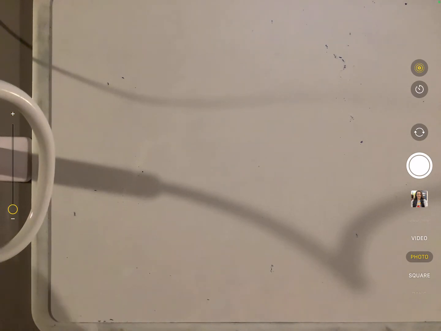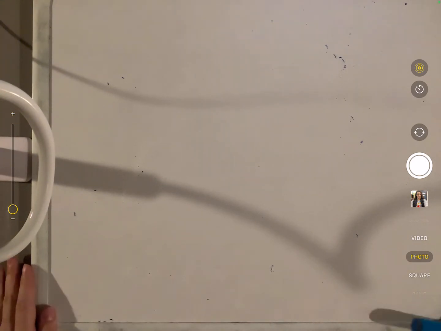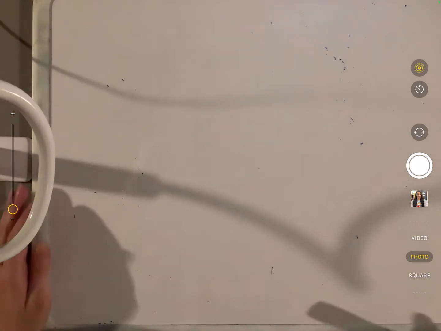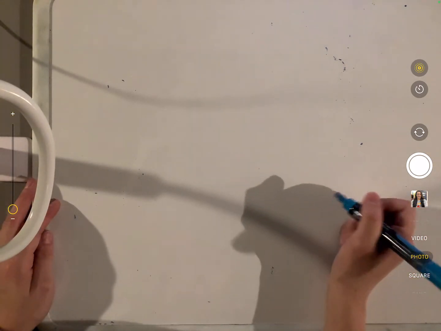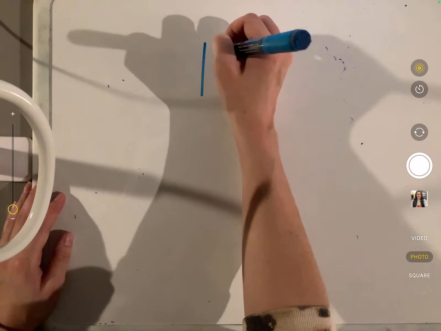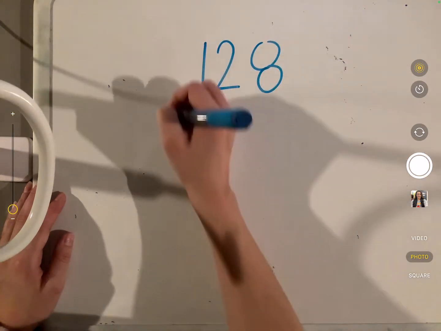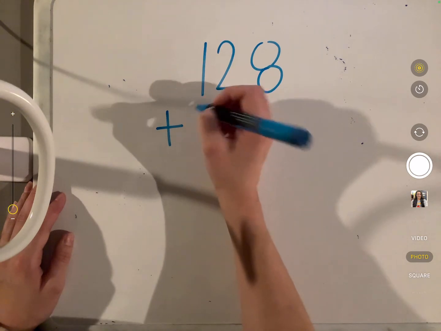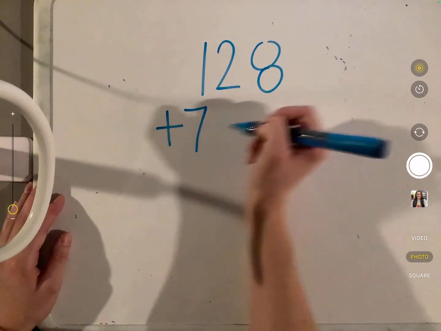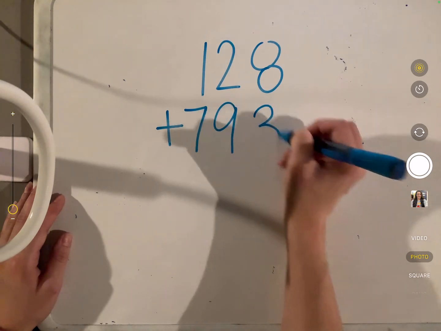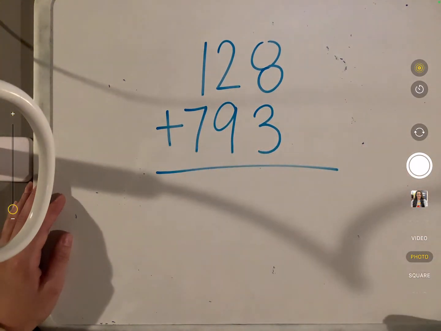All right, so now that you have all your materials, we are going to be working with the standard algorithm, okay? And the first thing that we're going to do is add using the standard algorithm. So if I had 128 and I asked you to add 793, what would you do?